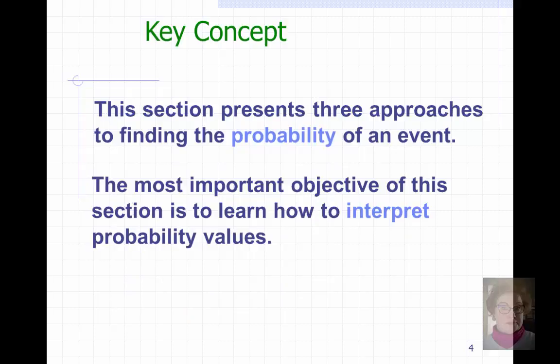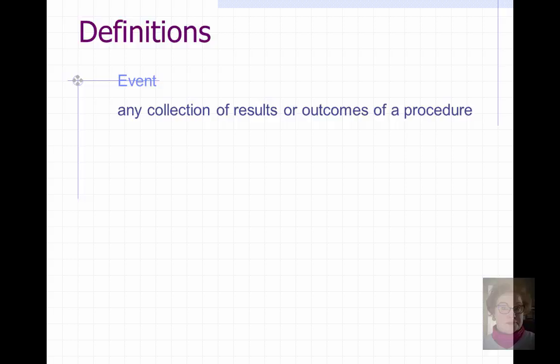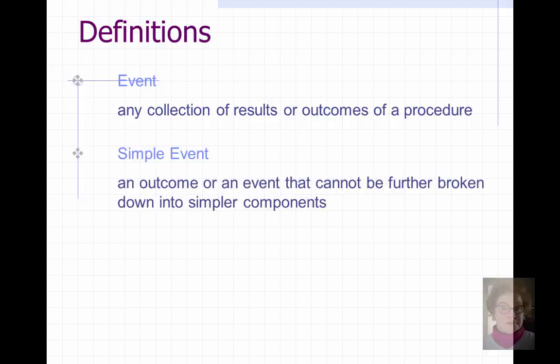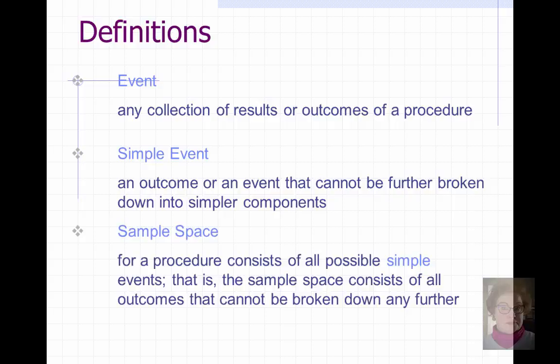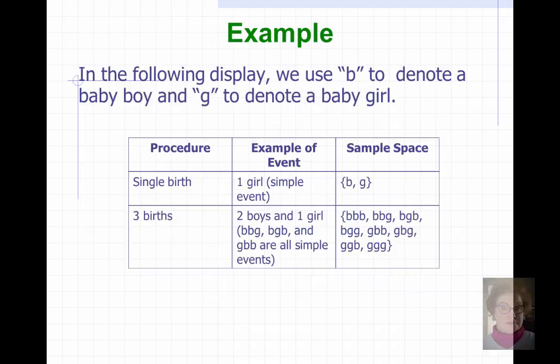So what we're going to do is talk about the probability of an event, and there are going to be just some very simple equations here, nothing that you need to really memorize because they're pretty intuitive. Now, the most important thing is how to interpret those probability values. Now we need some definitions. An event is any outcome of a procedure that you're interested in. A simple event can't be broken down any further. And the sample space is all the possible simple events. Now on the next slide I have an example to show those.